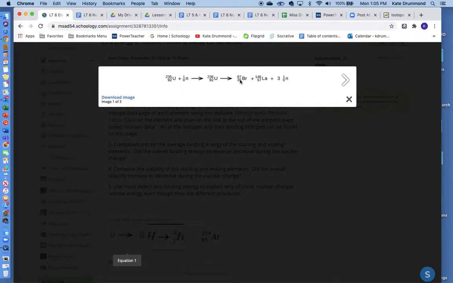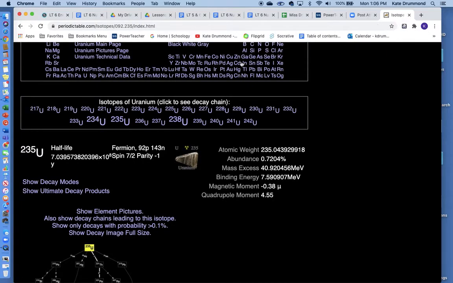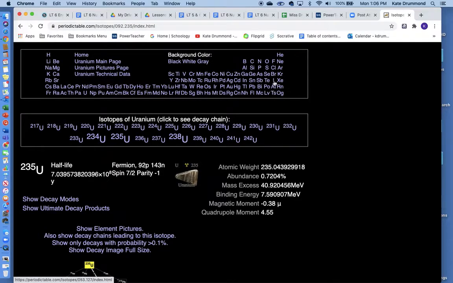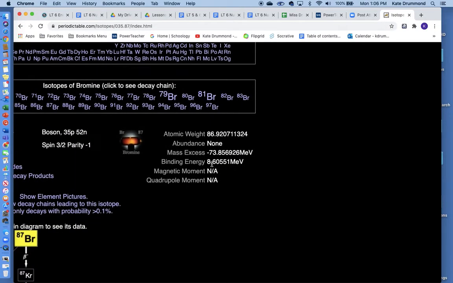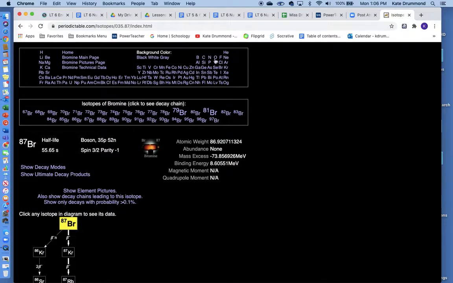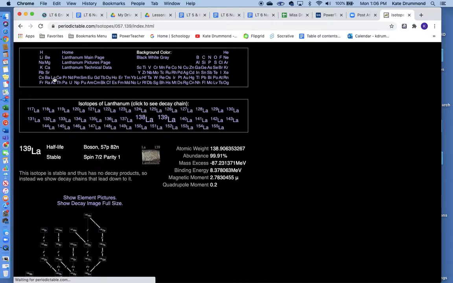And then you would go and find bromine-87 and lanthanum-146. And then average them together. So bromine is here. And it's bromine-87. So we click on that isotope. It has a binding energy of 8.606. And then the last one is lanthanum-146. And that has a binding energy of 8.378.